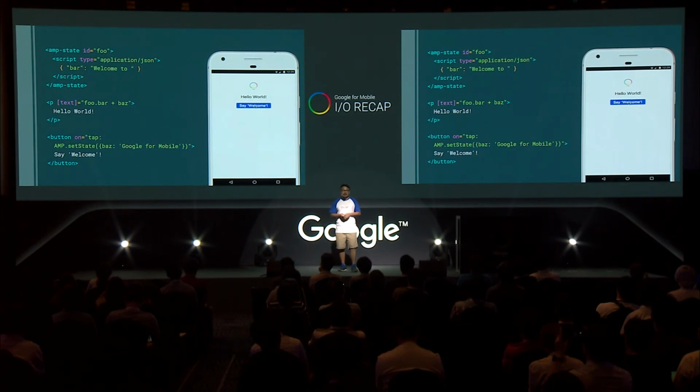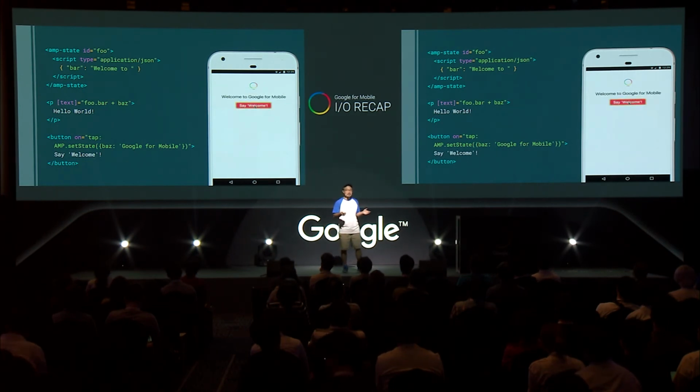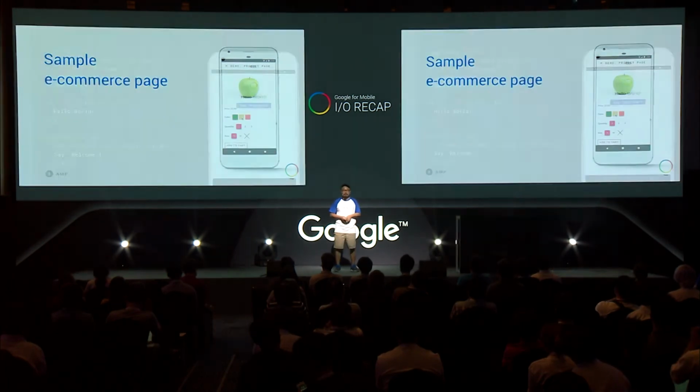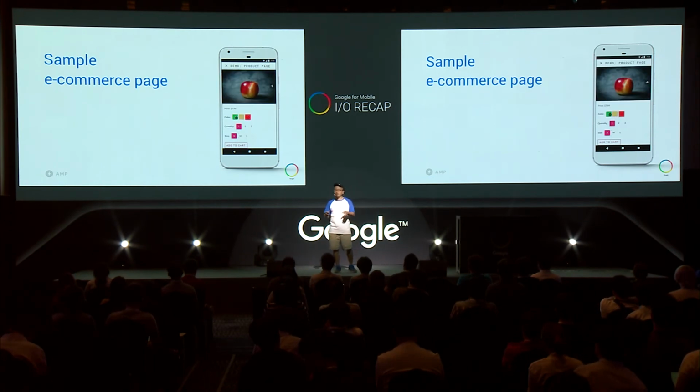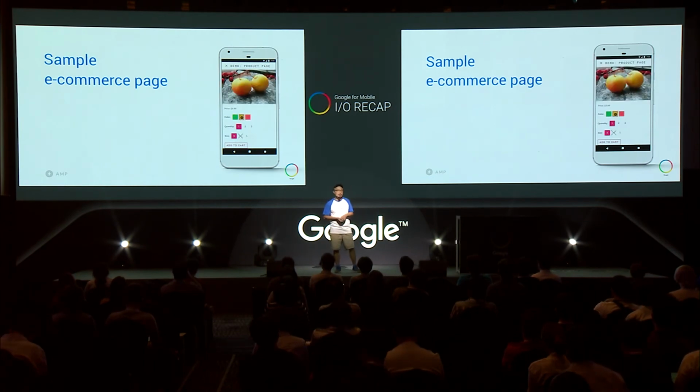By implementing all these, you can now see on the screen that the string hello world instantly changed to welcome to Google Mobile when the user clicks on say welcome button. Like in this case, AMP bind lets you change other objects' attributes with user interaction. It's highly customizable. Let's go back to the example I showed you before, the product page example.